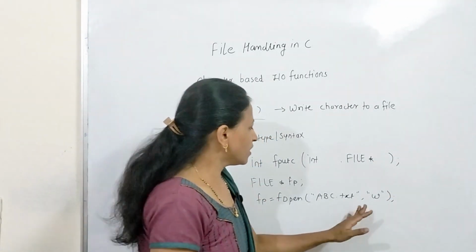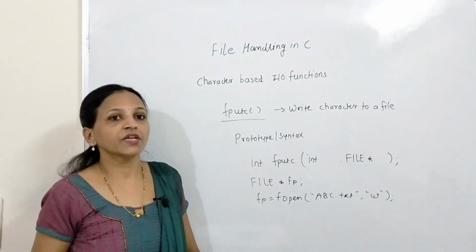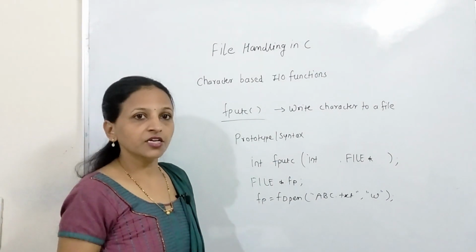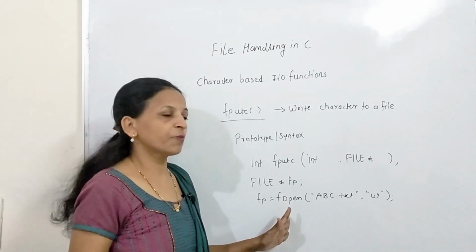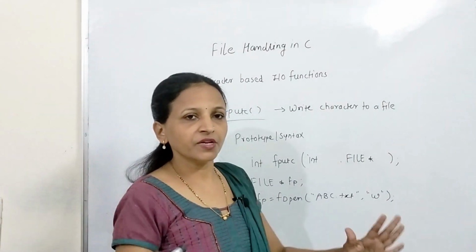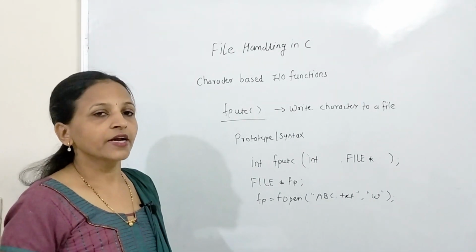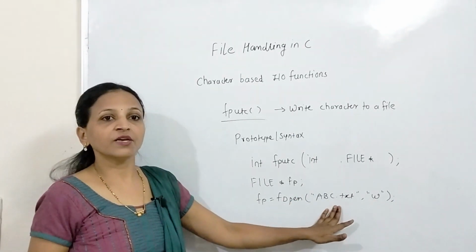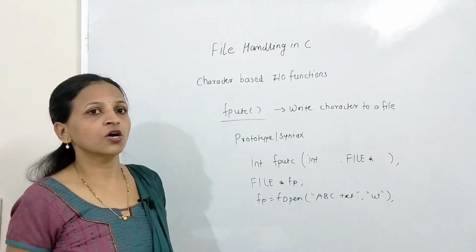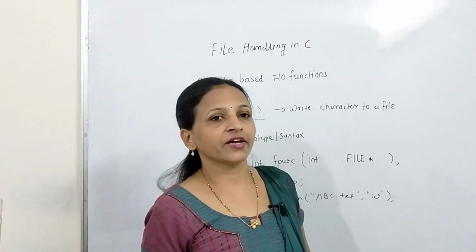Now what will happen here? If abc.txt is already present in memory or on the hard disk, then this fopen function will clear all the contents of that file. Why? Because whenever we open any file in write mode, whatever previous contents were there will be totally deleted, and thus that abc.txt file will be presented as a new fresh file. And if this file is not present on the hard disk, no problem, this function will create that file.